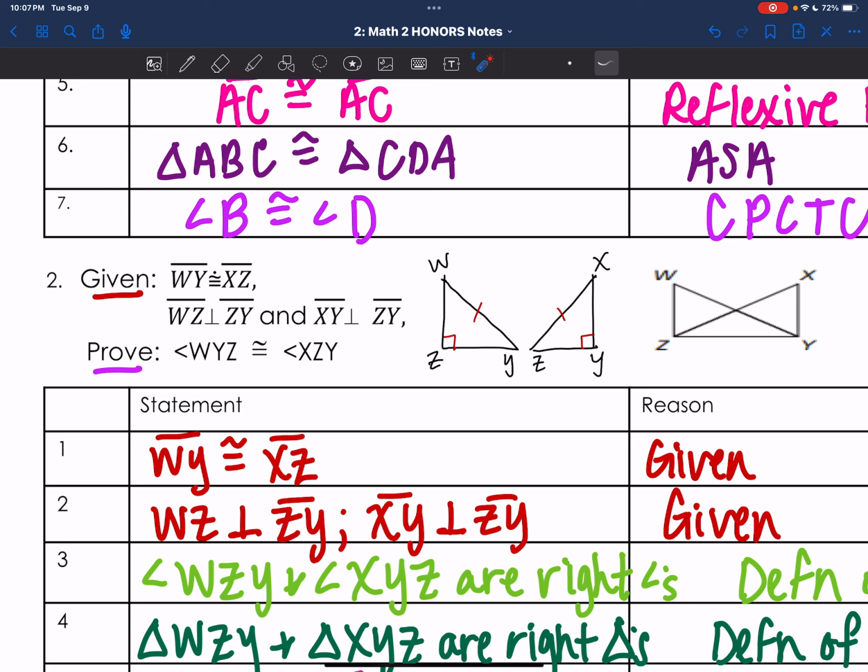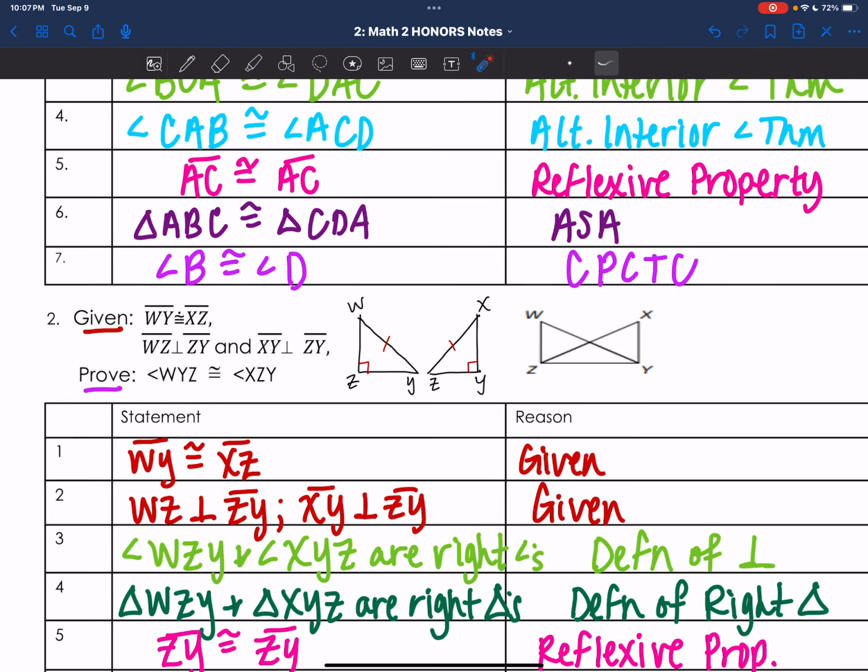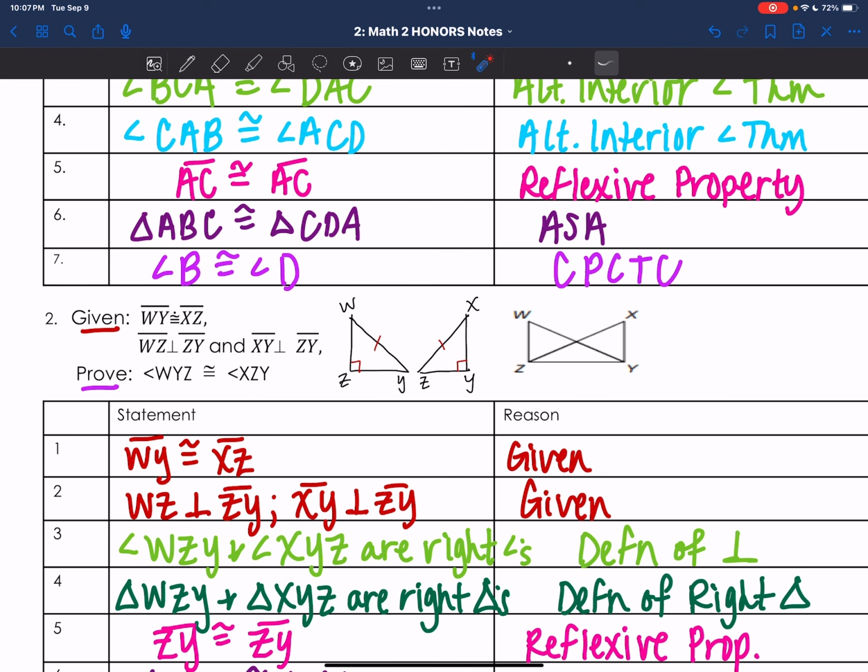All right, so now that we've marked our triangles, now we can go ahead and start looking for other information from there. It's given this, so now we have to say what this is. It's right angles. So let's figure it out. We said WZY is a right angle, and we know that it's a right angle. These were perpendicular, so that makes them right angles. We know it because of the definition of perpendicular. All right, same thing here.